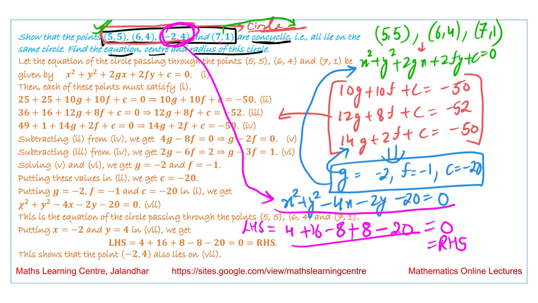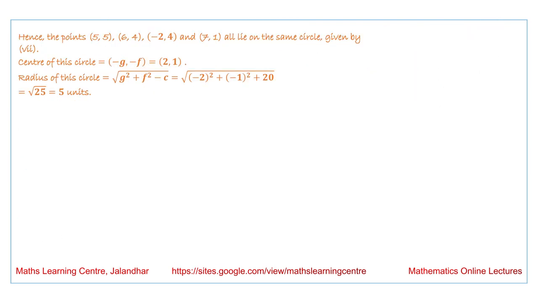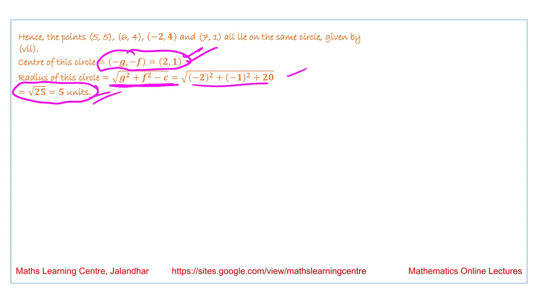So we are saying that the point minus 2, 4 lies on this circle, that is, all these 4 points are concyclic. Now we have to find the center. So we know that the center is given by minus g, minus f, so it is 2, 1, and the radius of the circle is square root of g square plus f square minus c, and on solving this we obtain that the radius of this circle is 5 units. So we have proved that these 4 points are concyclic. Further we have calculated the center and the radius of this circle.